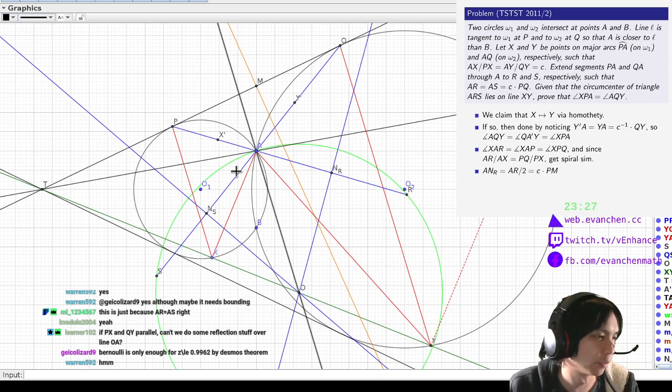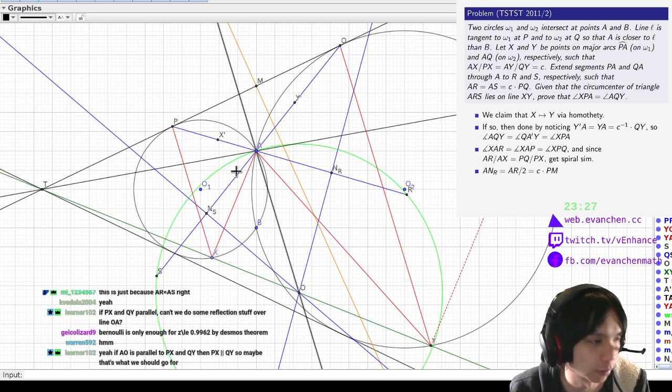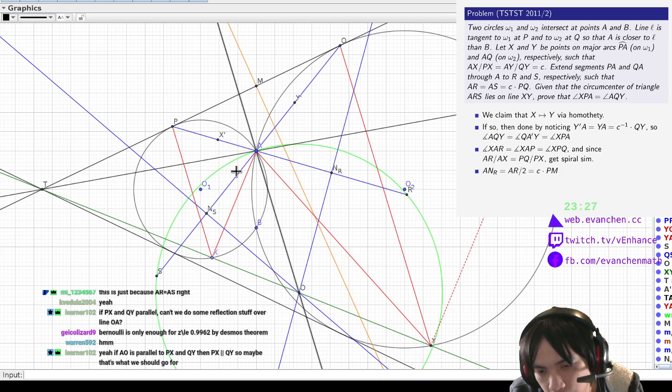Bernoulli is only enough for Z less than 0.9962. I mean, that's fine. Just do something else for the other case. Yeah, if AO is parallel to PX or QY, then that is what we want. Okay, so AO looks like it's... Okay, fine.